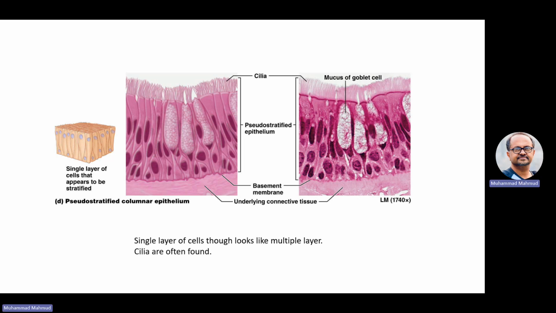But this time, this is interesting because even though there is one layer of cell, it looks like multiple layers. If you see clearly, at first glance, it looks like multiple layers, but actually it is one layer. This is why it is called pseudo-stratified. Pseudo means fake. Stratified means multiple layer. So fake multiple layer cell, and they are columnar because they are tall cell, rectangular cell.